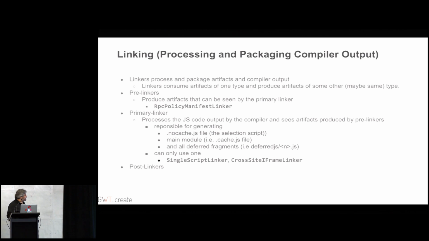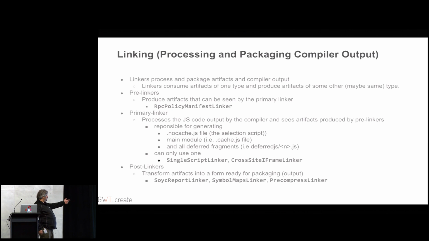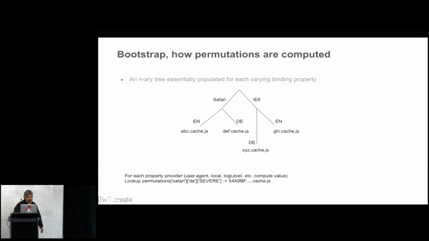And then the post-linkers, these run after the primary linker, and they basically transform artifacts into a form ready to be emitted to disk. There is the one that produces the SOYC reports, and the one that produces the symbol maps and the source map, that's the symbol map linker. There's one that just compresses the output of the primary linker. So, I think I'm going to just finish now. There's not much more to talk about.